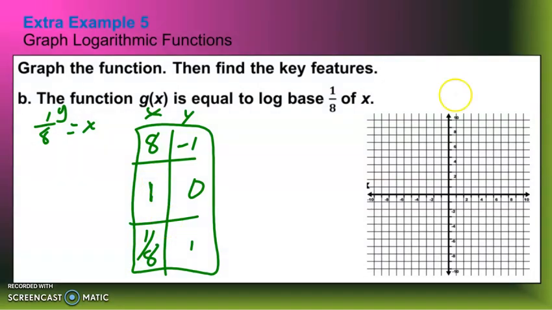Okay, I'm going to draw my asymptote line again. So I have a point at 8, -1. Put that in the wrong spot. So 8, -1 is here. We got 1, 0. And then 1/8, 1 here. Then we can draw our line. So it comes down, crosses the x-axis, and comes this way.